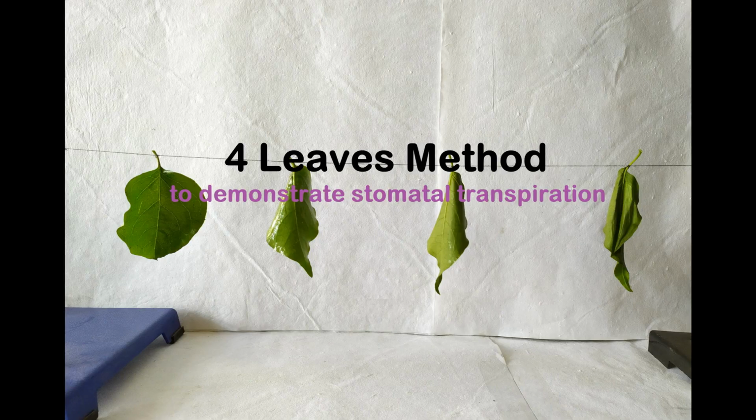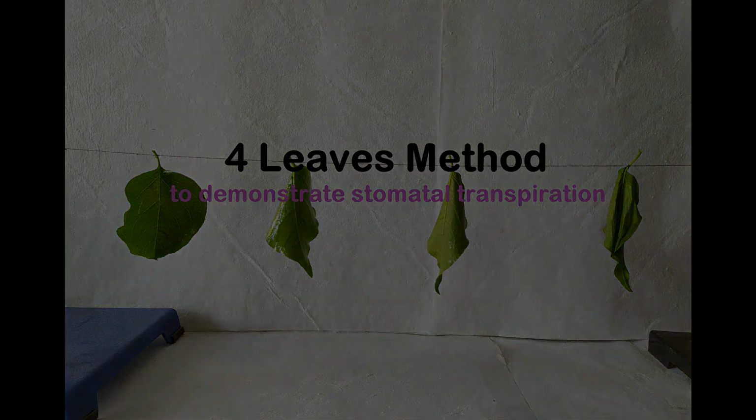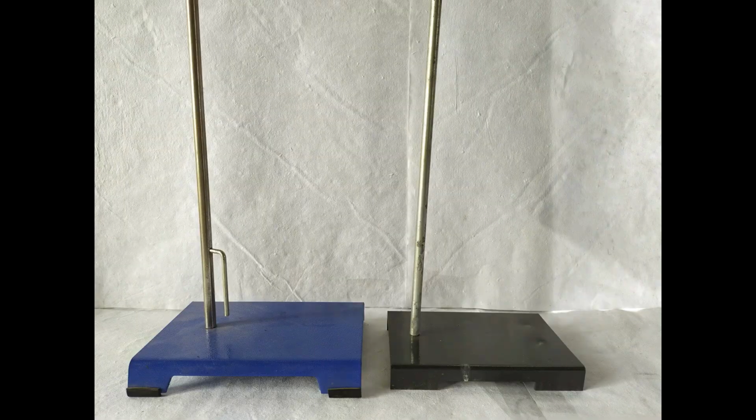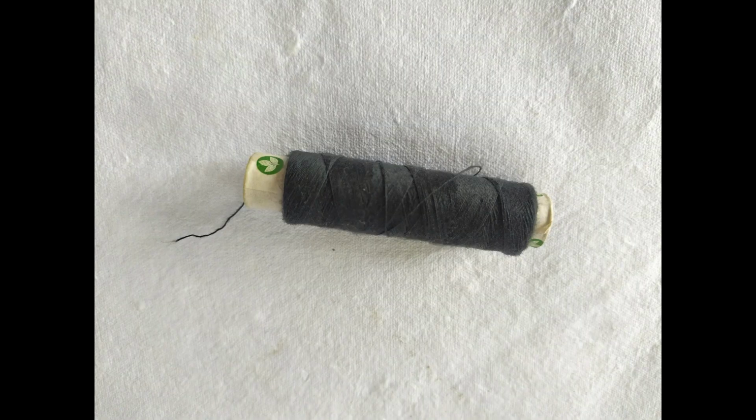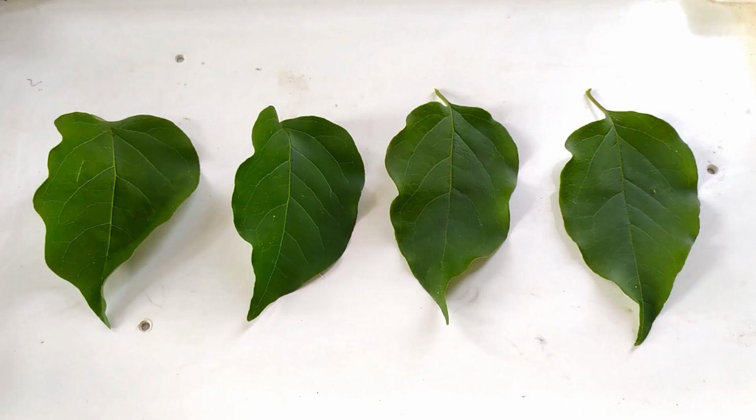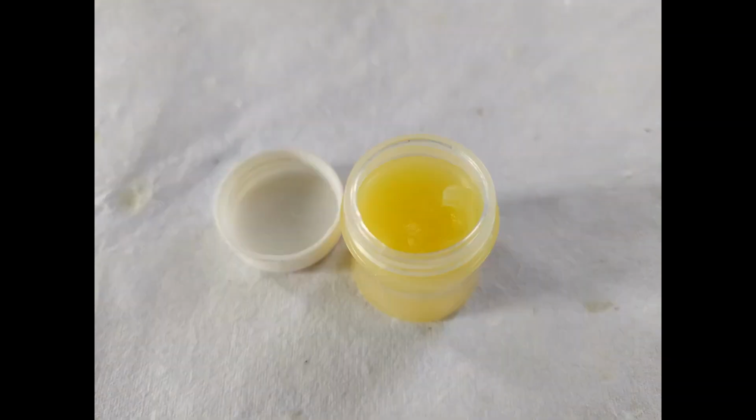For this experiment, I'll be using some dicot leaves, though you can expand your scientific curiosity by using monocot leaves as well in your experiment to get a comparative overview of the extent of stomatal transpiration on both the surfaces of both types of leaves. For this experiment, we're going to need the following: two clamp stands or any other suitable support, thread, four freshly plucked leaves of similar size, petroleum jelly or grease, or even a lip balm.